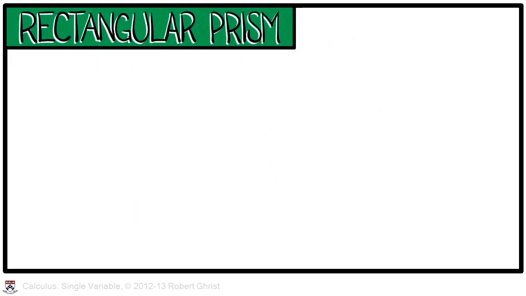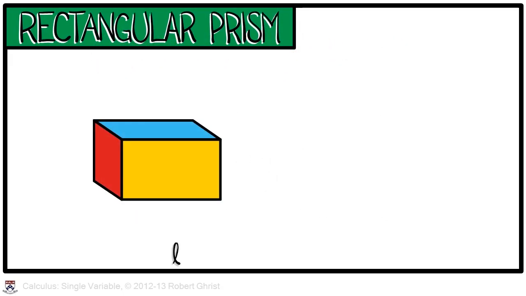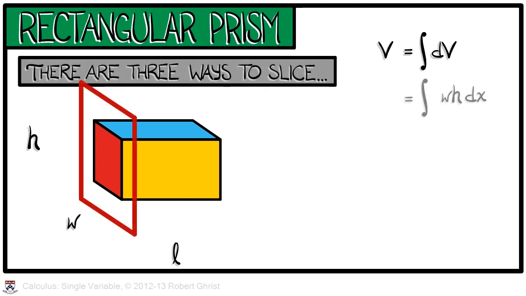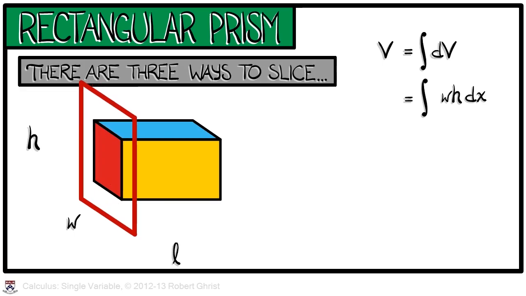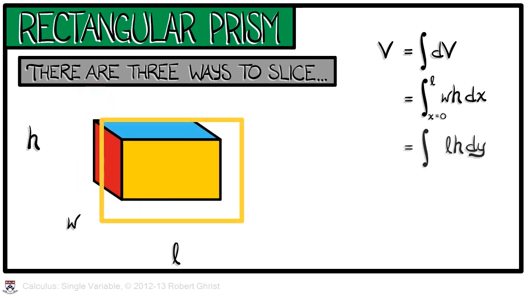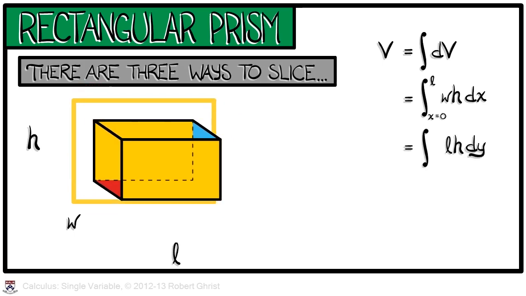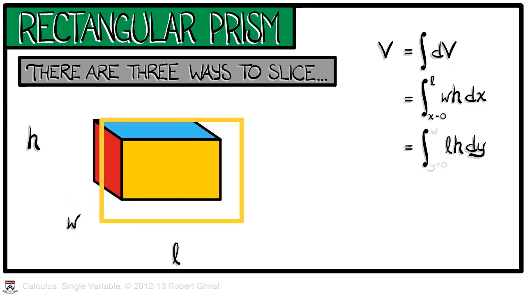The simplest example would be that of a rectangular prism of length L, width W, and height h. In this case, computing the volume element is simple if we slice along one of the three principal directions. One volume element might be W times h dx, integrated from 0 to L.